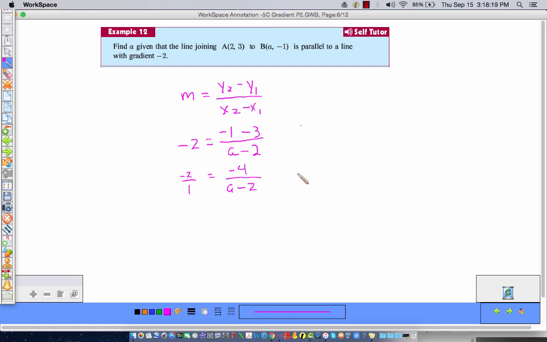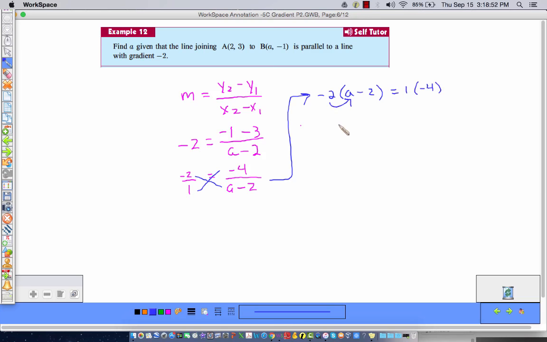Now, to solve for a, I'm going to cross multiply this times this, this times this, and they have to be equal to one another if we have an equal sign, obviously. So let me just move up here, give ourselves a little bit of room. -2 multiplied by (a minus 2). The parentheses are really important when you have more than one term, because we're going to have to distribute this, and that must be equal to 1 multiplied by -4.